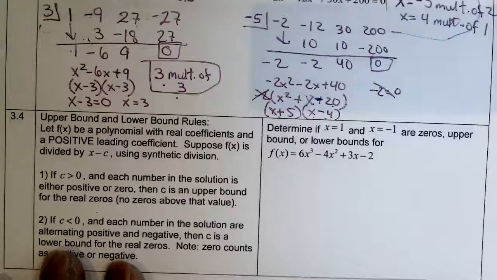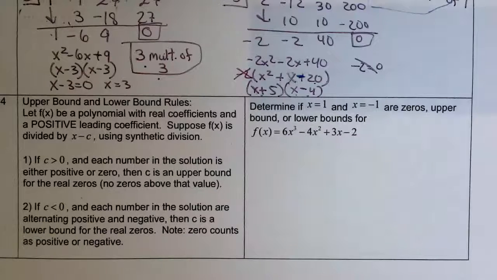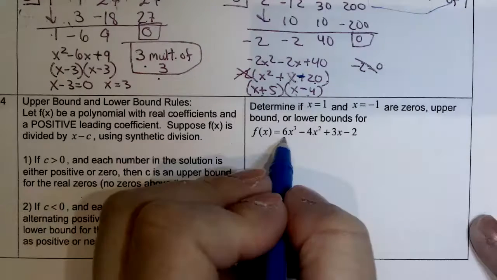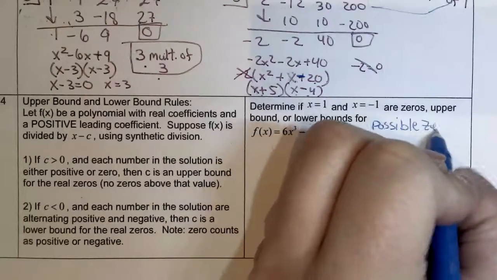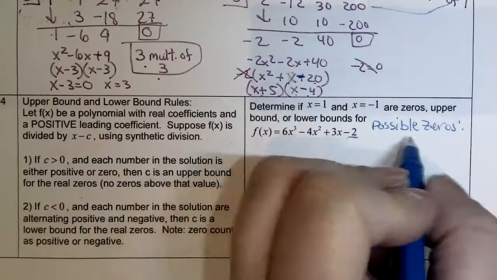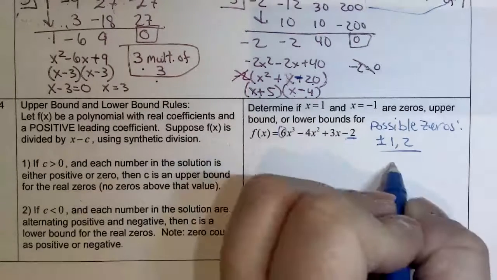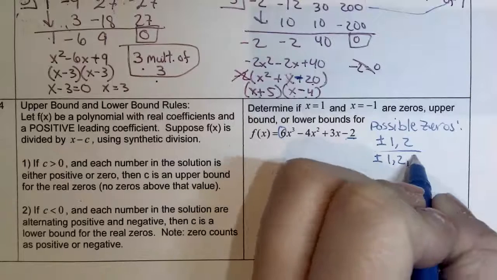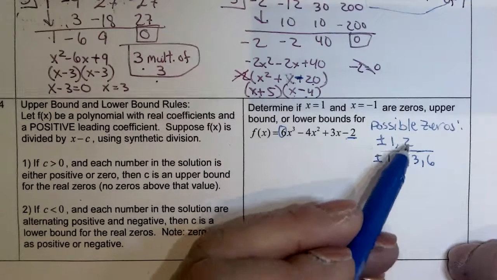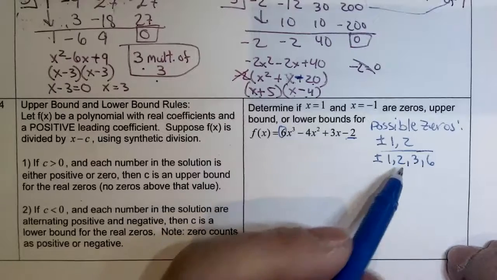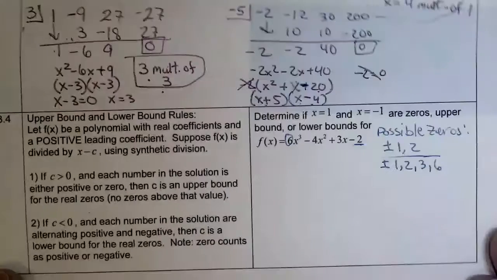All right. The next thing that we're going to look at is upper and lower bounds. So we've already looked at what are the possible zeros of a function. So here, if I'm looking at the possible zeros, I would take this number and any factors of it and divide it by any factors of this number. So 1, 2, 3, and 6. So here I could have plus or minus 1/2, plus or minus 2, plus or minus 1/3, plus or minus 1, plus or minus 1/6. There's a lot of options here, but we want to narrow these down a little bit.